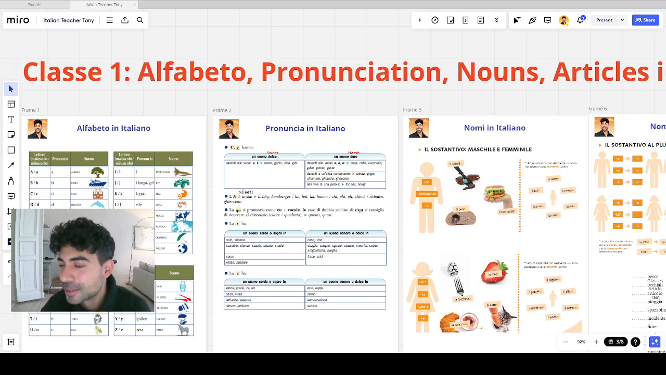Ciao a tutti ragazzi, in today's class we're gonna cover the most basic part of the Italian language, starting off with the alphabet and tips on pronunciation.